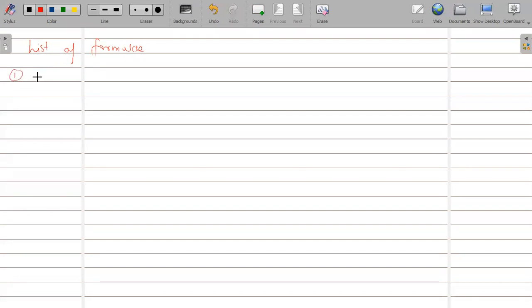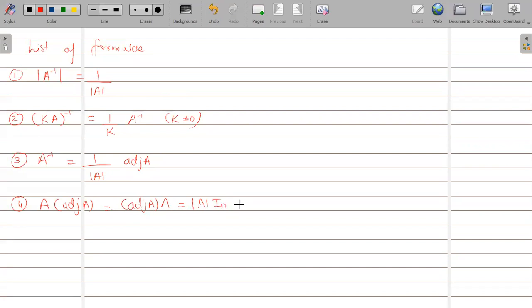First is determinant of A inverse is 1 upon determinant of A. (KA) inverse can be 1 upon K into A inverse, provided your A is not equal to 0. ये आपको पता है, A inverse is 1 upon determinant of A into adjoint of A. Then A into adjoint of A, adjoint of A into A will be determinant of A into I.